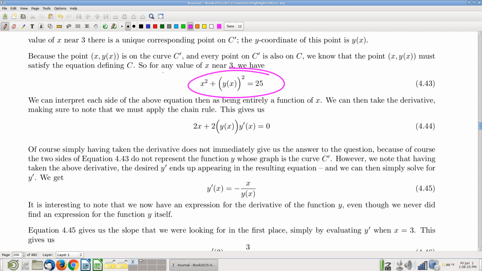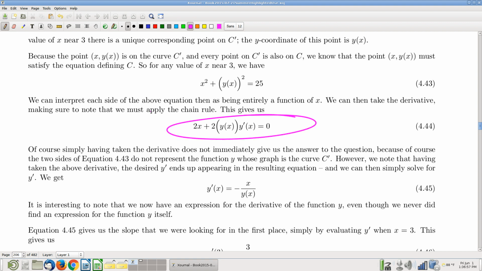Viewed as a composition, this is just now a great big function of x, and I can use the chain rule. Of course, the derivative of x squared is 2x. It's boring. Here's the chain rule. Taking the derivative of y squared, but with respect to x. So first I take the derivative with respect to y, that gives me 2y. Then I multiply by dy/dx, that's y prime. The derivative of 25 is 0 because 25 is constant.